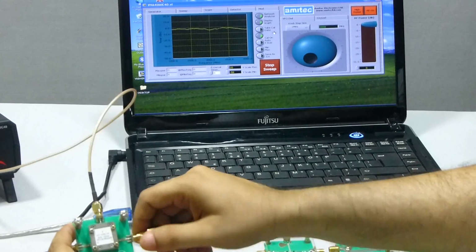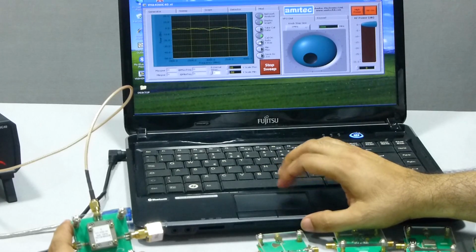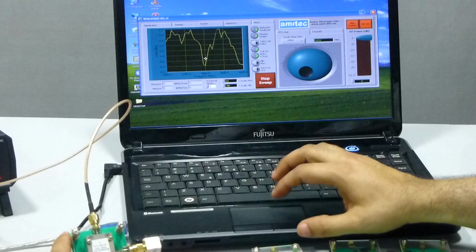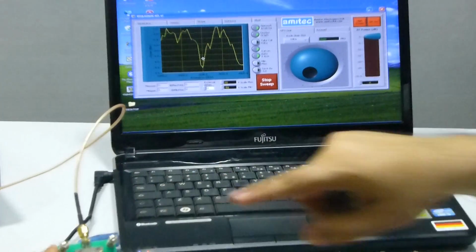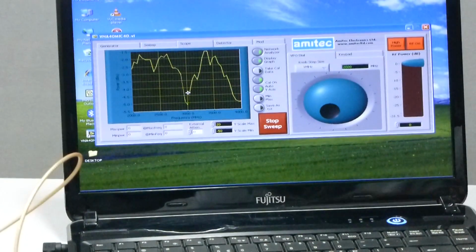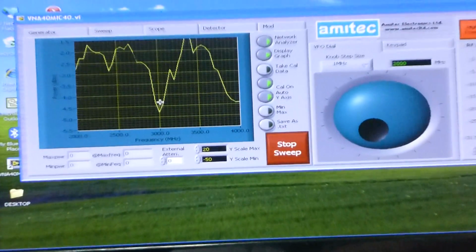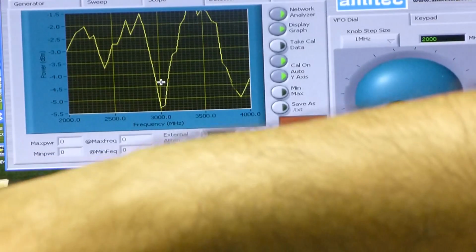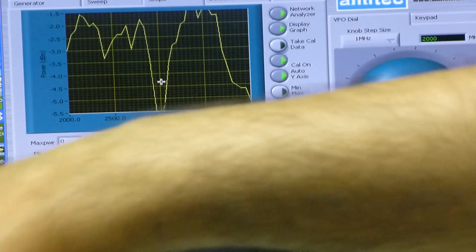So now we can see that this is the frequency response. We press the auto Y button. So we can see that the insertion loss of the circulator from port 1 to 3 is of the order of about 3 dB. So we can find out the isolation of the circulator by trying to find out the port response between different ports.